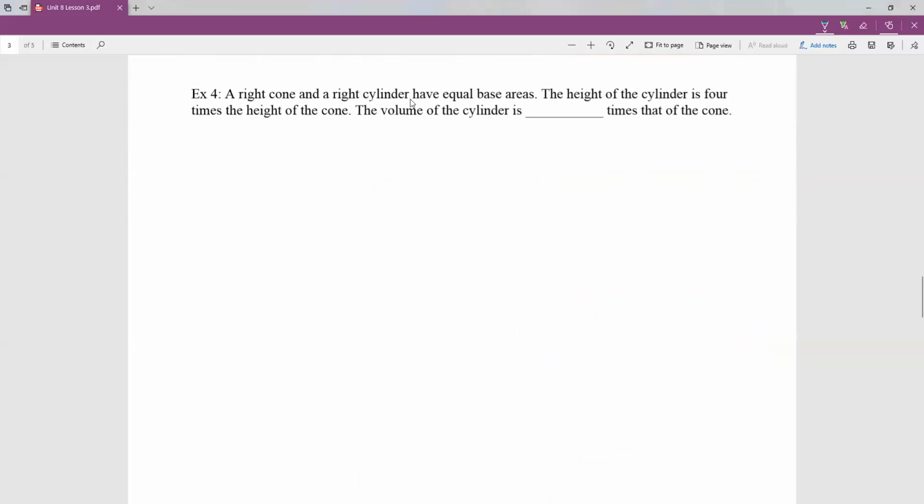A right cone and a right cylinder have equal base areas. The height of the cylinder is 4 times the height of the cone. The volume of the cylinder is blank. Okay, so a right cone and a right cylinder have equal base areas. So the bases are the same for both the cone and the cylinder. The height of the cylinder is 4 times the height of the cone.